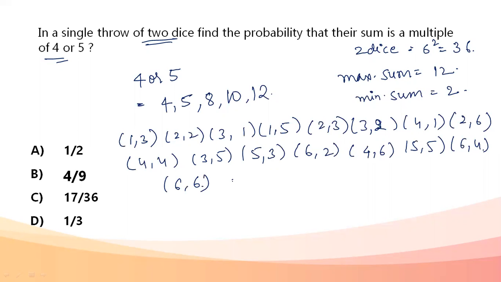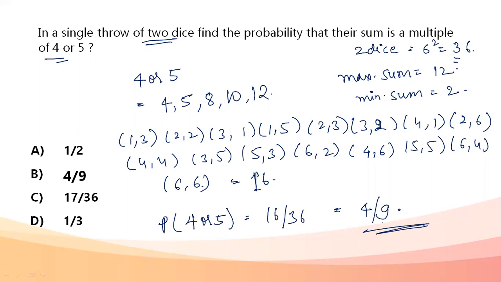Okay. Possible sample space here has come out to be 1, 2, 3, 4, 5, 6, 7, 8, 9, 10, 11, 12, 13, 14, 15, and 16. Possible options is 16. Overall outcomes possible is 36. Probability that the sum is either a multiple of 4 or 5 comes out to be 16 by 36. That is 4 by 9. Answer is option B, 4 by 9.